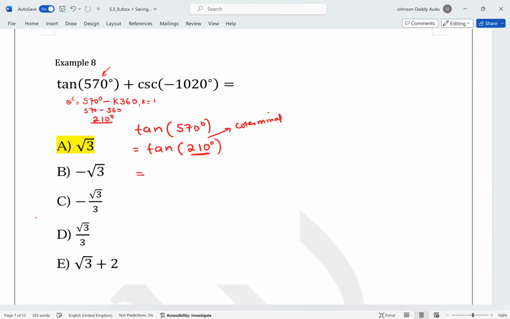So it means this is just going to be the same thing as tan of theta prime, which is the reference angle. So now you have to find the reference angle of 210. Remember we are in the third quadrant. And how do you find the reference angle in the third quadrant? It's going to be theta minus 180, right? So which will be 210 minus 180 degrees.